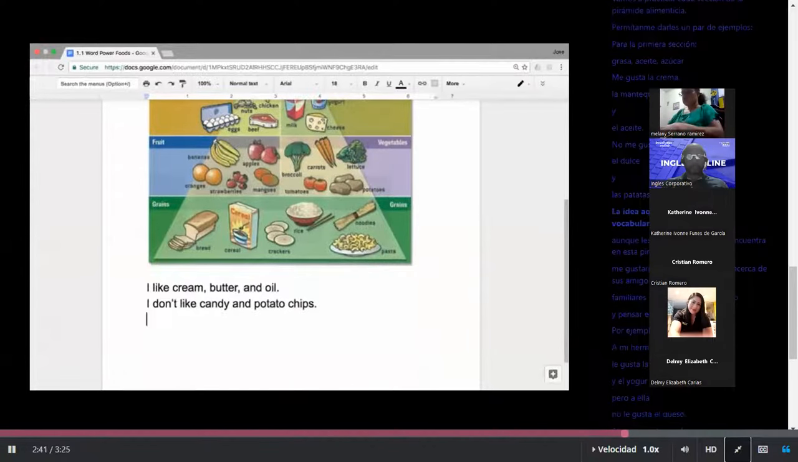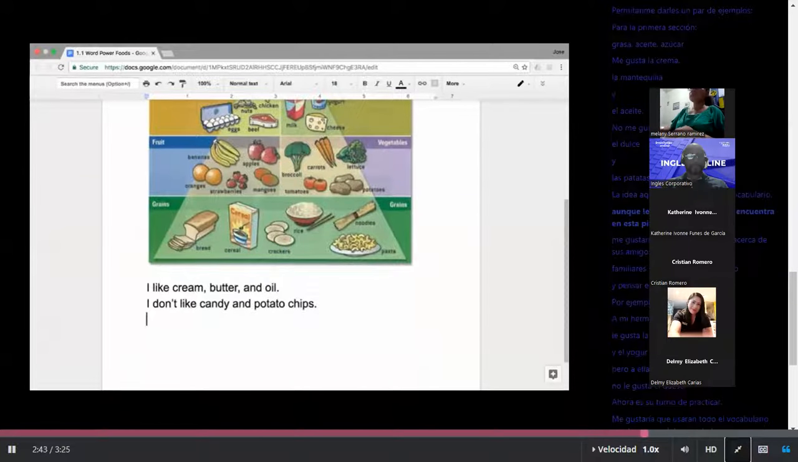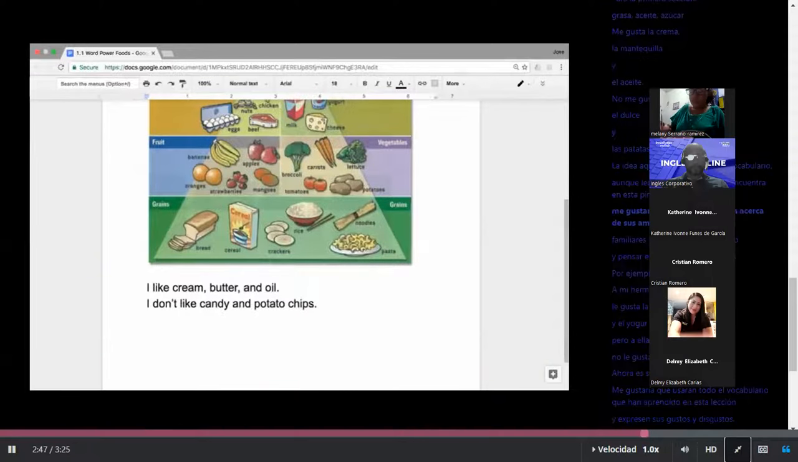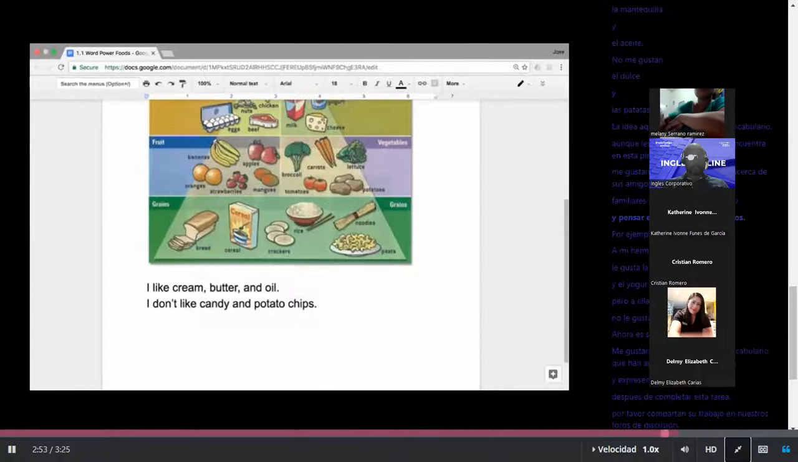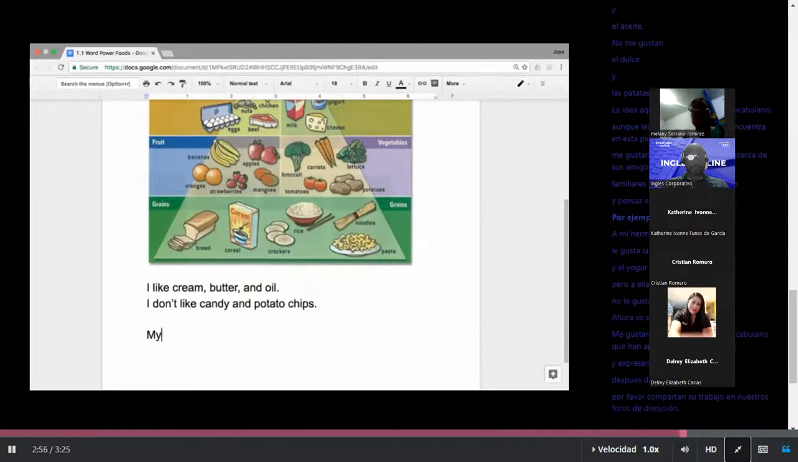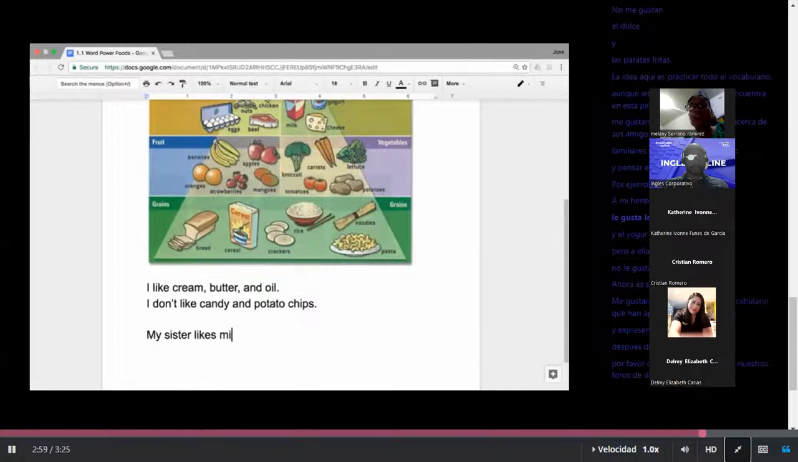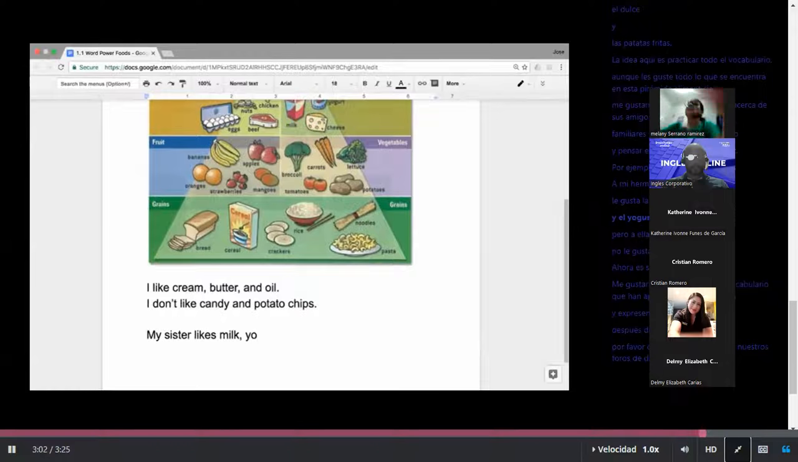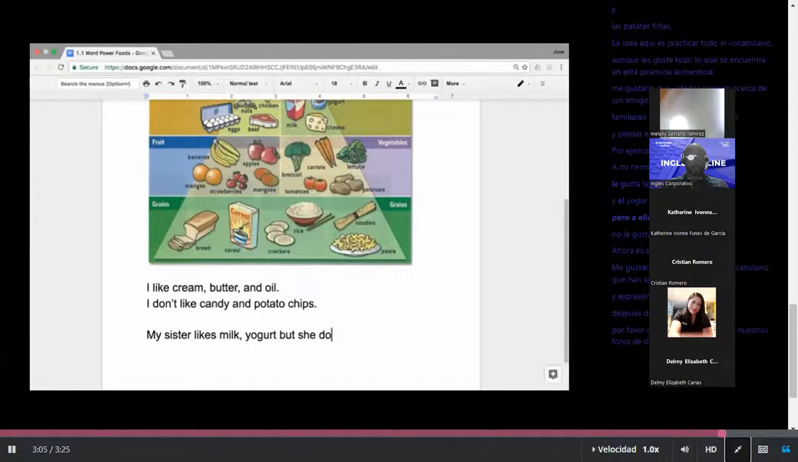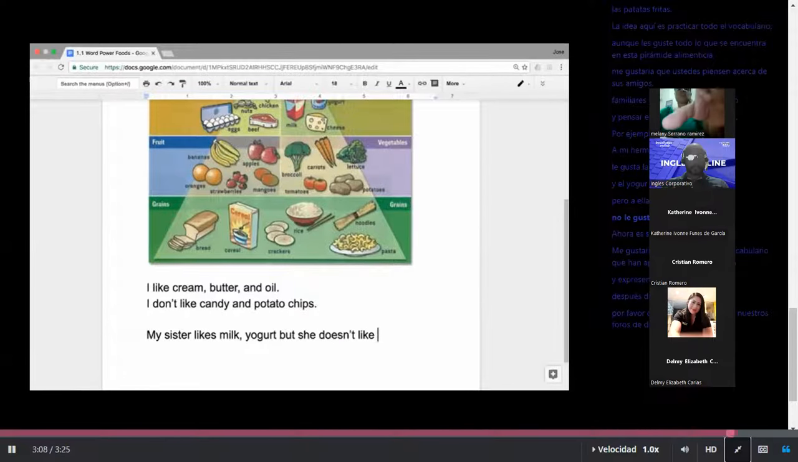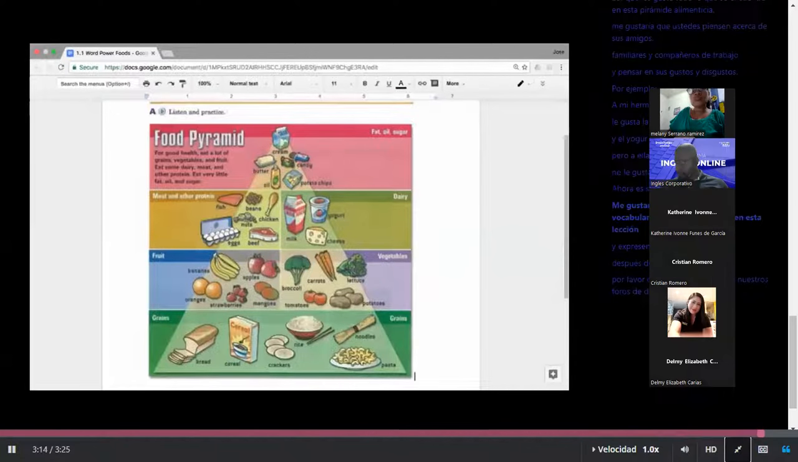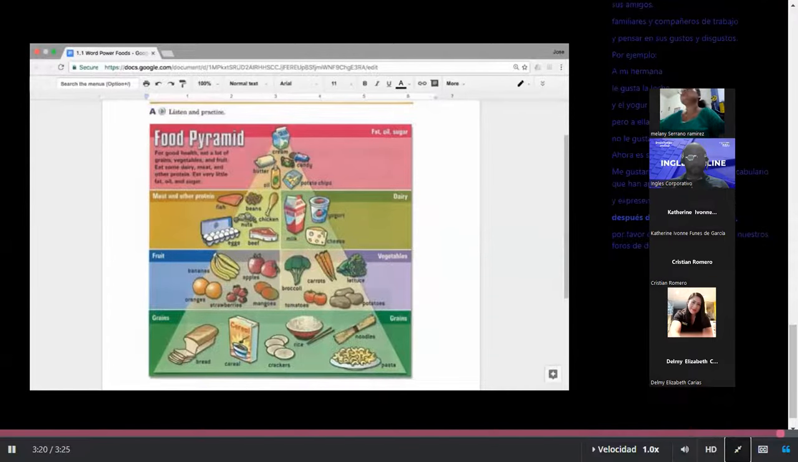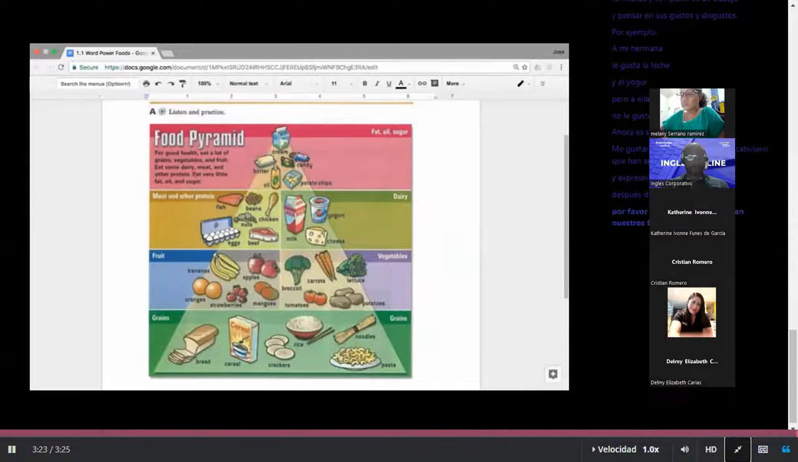The idea here is to practice all the vocabulary. So while you may like all the stuff from this food pyramid, I would like for you to think about your friends, family, and coworkers, and think about their likes and dislikes. For example, my sister likes milk, yogurt, but she doesn't like cheese. Now it's your turn to practice. I would like for you to use all the vocabulary that we learned in this lesson and express likes and dislikes. After you complete this task, please share your work in our discussion forums.